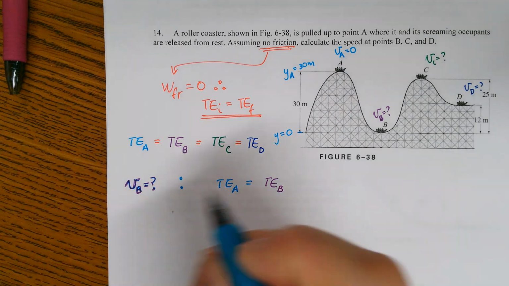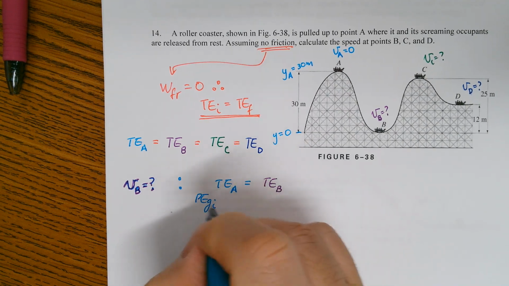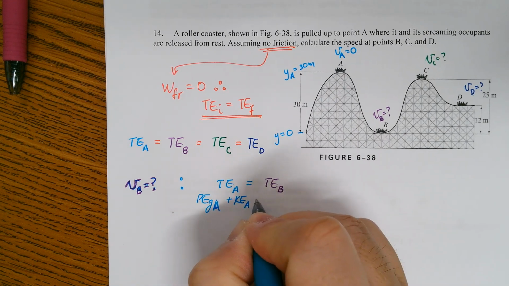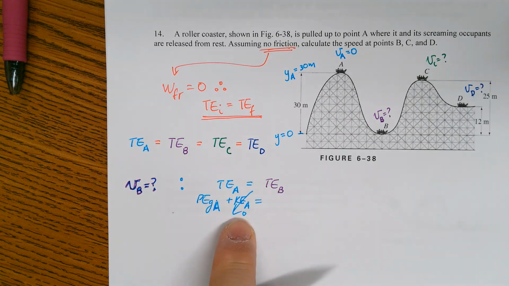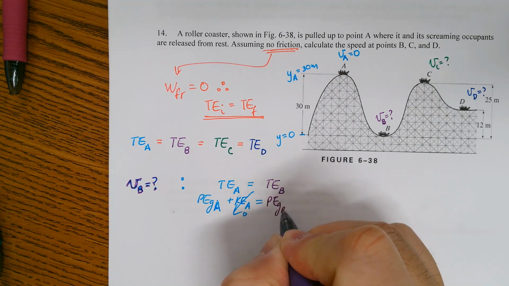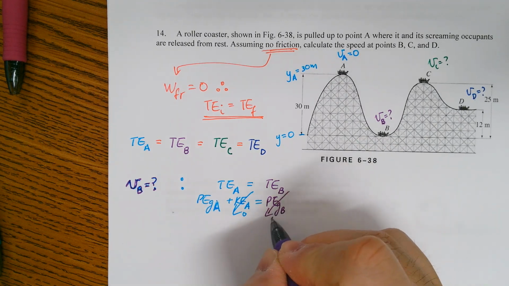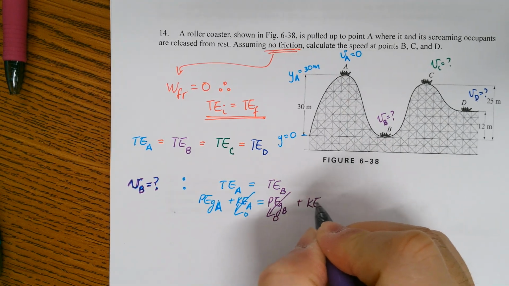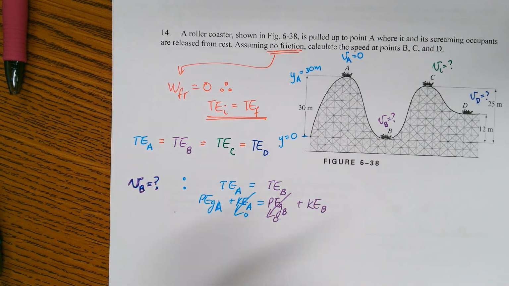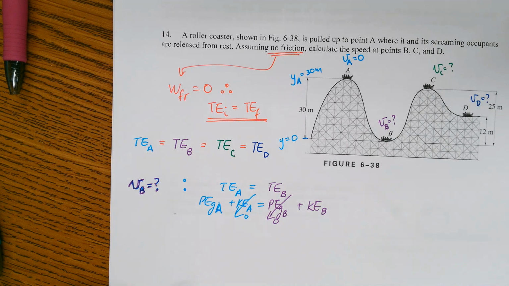So initially, at A, do I have gravitational potential energy? The answer is yes. Do I have kinetic energy at A? The answer is no, because it's not moving at point A. Do I have gravitational potential energy at B? Since the height is zero at B, I'm going to say no. But do I have kinetic energy at B? Yes, I must be moving at this point, because all this potential energy has to convert into kinetic energy at point B.